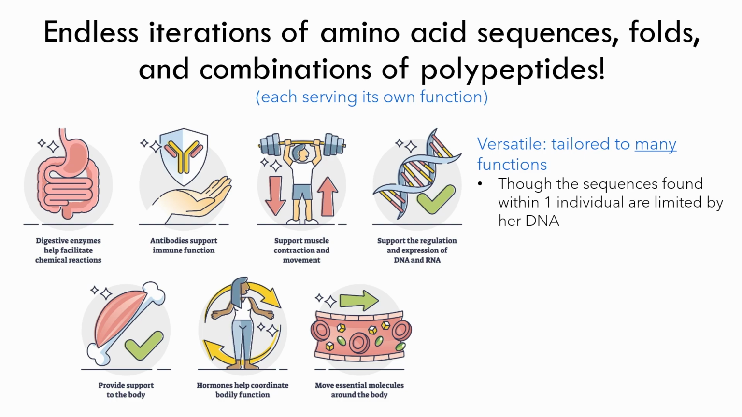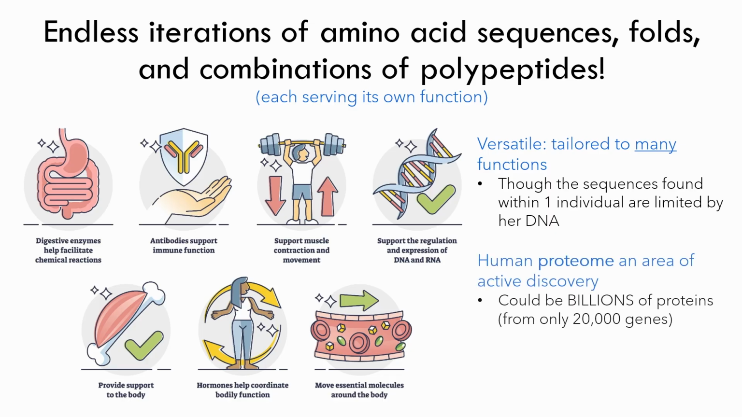However, the real estate on your DNA where genes reside is limited. Remember that one gene encodes one polypeptide. Humans have about 20,000 genes. This is called our genome. But our proteome, the list of proteins we make, is in the billions. For the exam, you should understand exactly how this is possible.